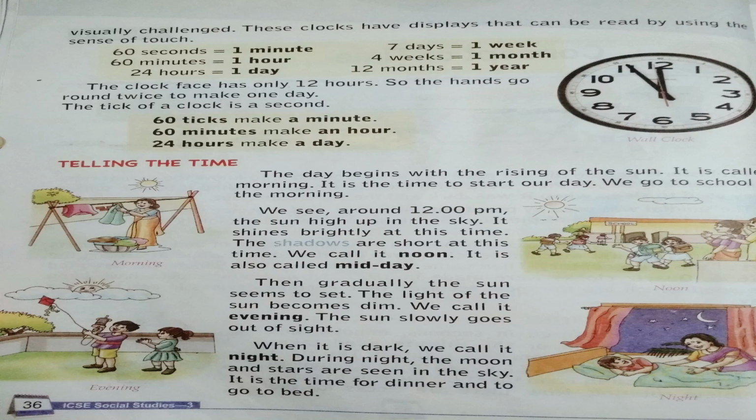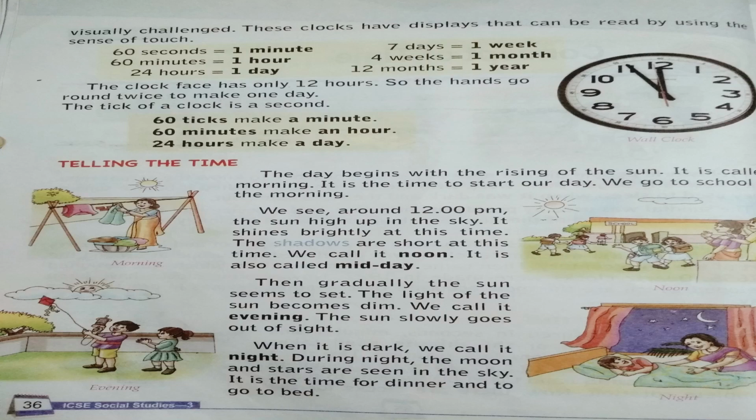And we also read that our clock face, as you can see in the picture, has only 12 hours, 1 to 12. So, to complete 1 day, the hands go round twice. It means the hands have to make a round 2 times. The tick of a clock is the second, the small, thin hand. As you can see, it is the second hand. 60 ticks make a minute. This hand just makes a tick, and 60 ticks make 1 minute, and 60 minutes make an hour, and 24 hours make a day.